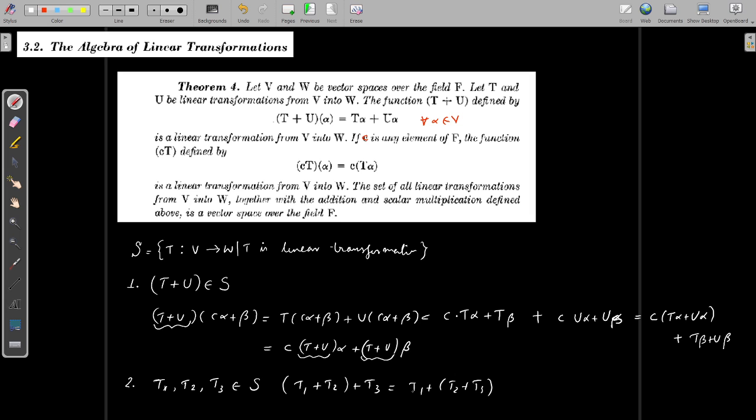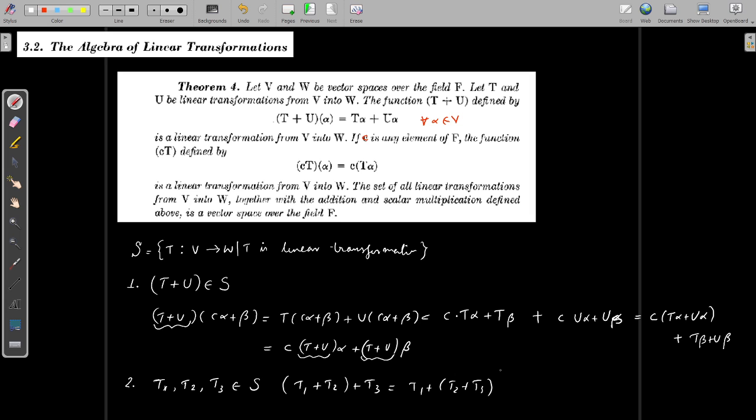How will you prove? These are functions. Anyway, we have proved the closure property of summation, addition of two linear transformations. So we can say that all these are elements of S. Then all these are linear transformations from V to W. So to prove that these two linear transformations are the same, we need to evaluate both of them at all the points alpha of V.